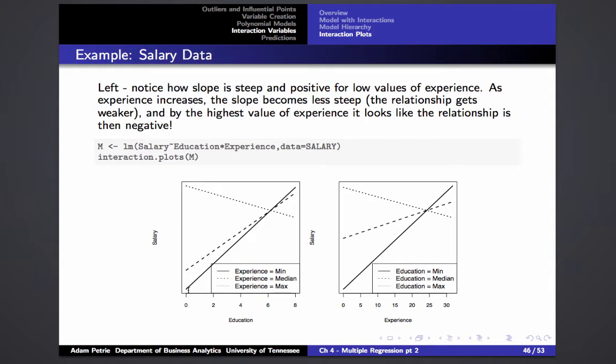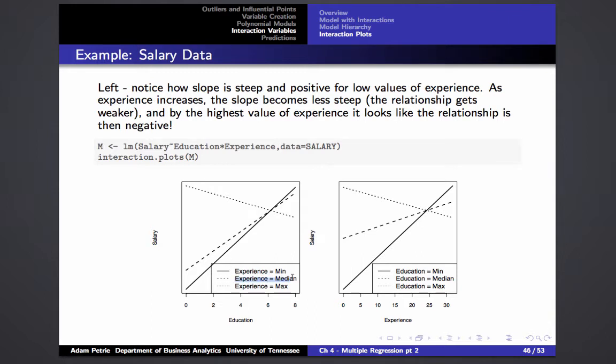So for people with the minimum amount of experience, here's the relationship between salary and education. It's very strong and positive. Now, as someone's experience level increases, say from the minimum to the median, this line changes from going like this to this dashed line. The slope of this dashed line is smaller, closer to 0, implying that as people's experience levels increase, the effect of education diminishes. The slope is getting closer to 0, and so education is getting less important.